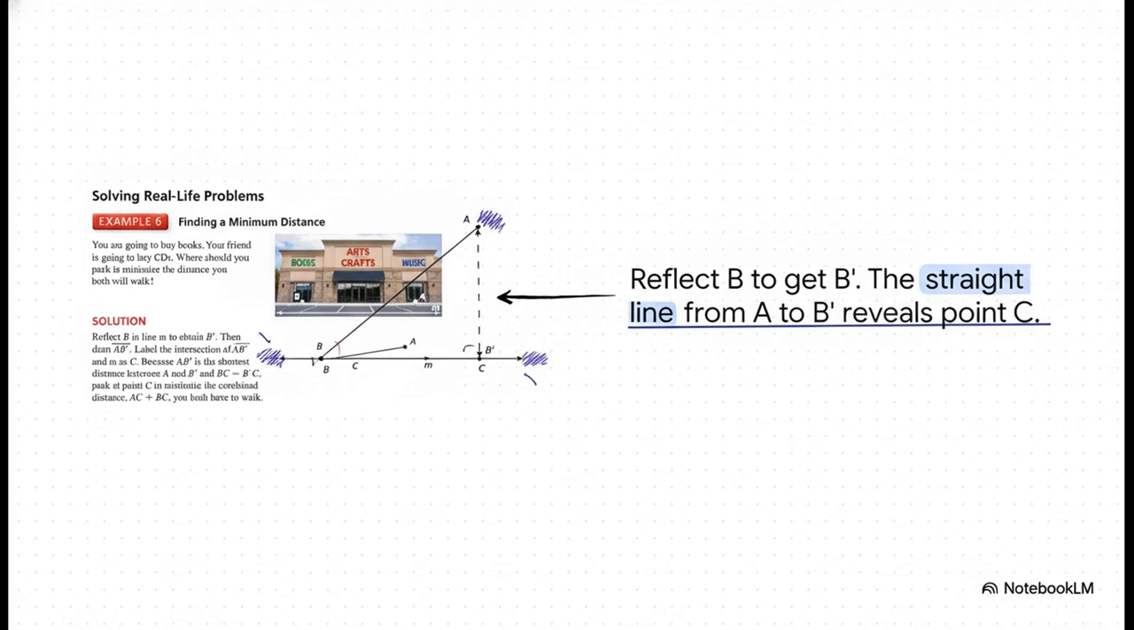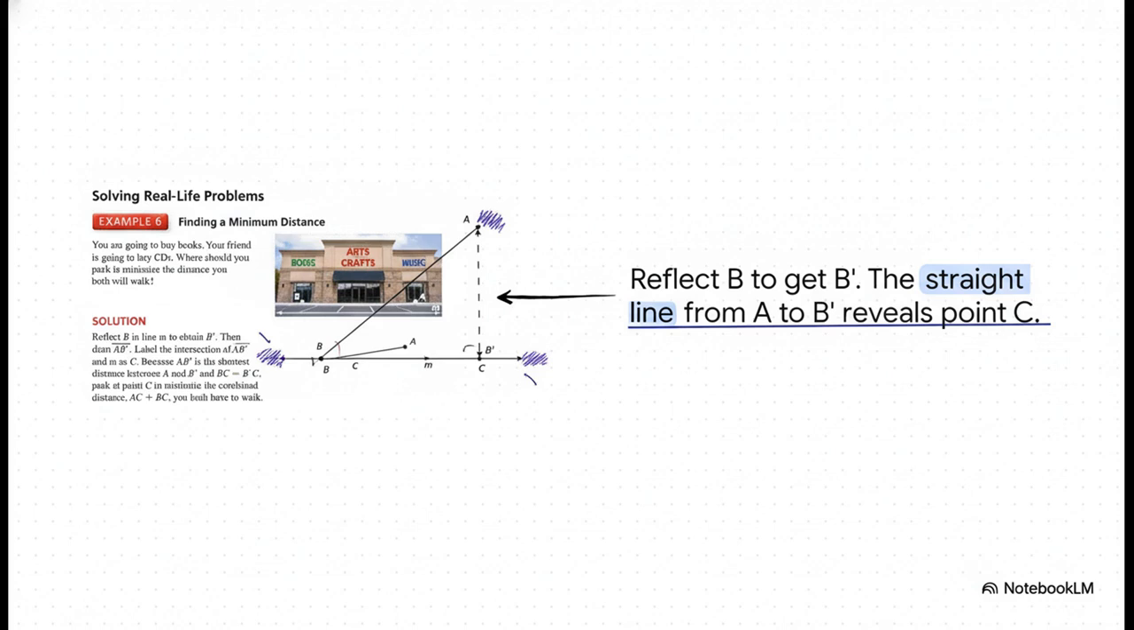Let's break this down. Instead of worrying about two different paths, you just pick one of the points, let's pick B, and you reflect it across the curb to get that new point, B prime. Now, here's the magic. Just for a second, forget about the original point B. What's the shortest distance from point A to our new point B prime? We all know that it's a straight line. So you just draw a straight line from A to B prime. And the exact spot where that line crosses the curb, that's it. That is your optimal parking spot C.